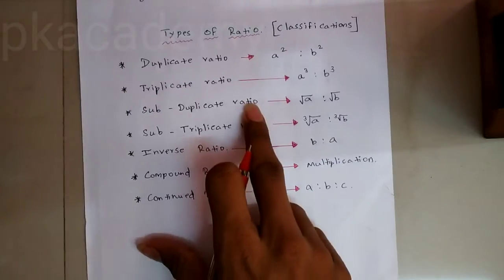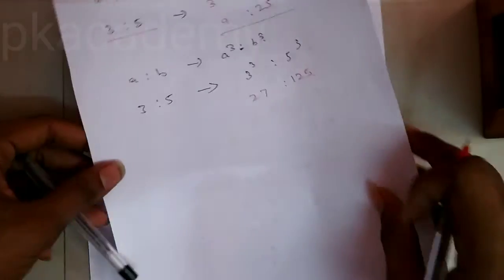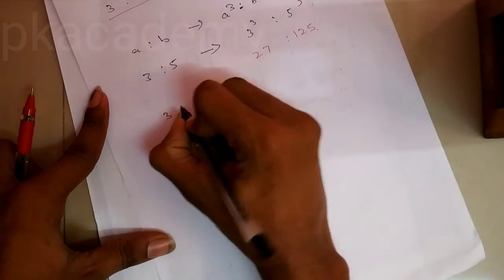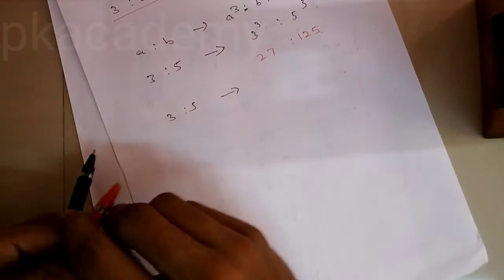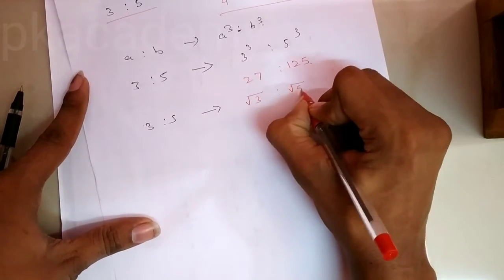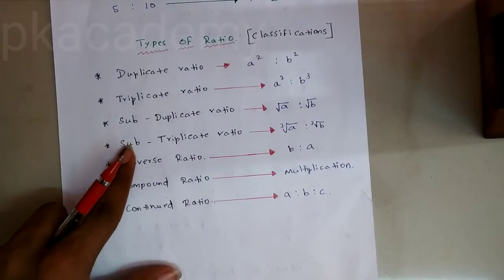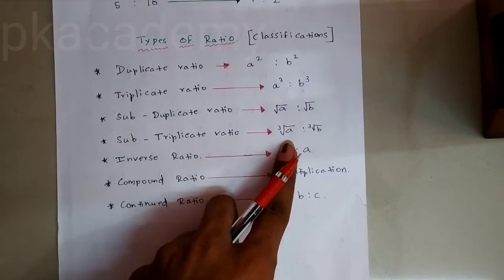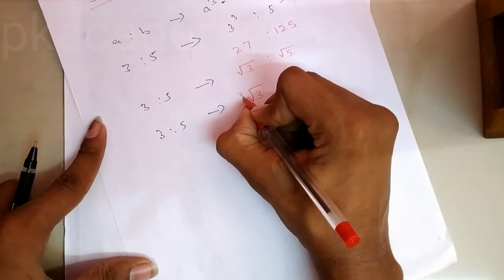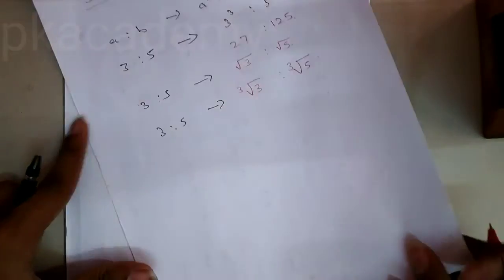The third is subduplicate ratio. Subduplicate ratio means within the root, square root. So the subduplicate ratio of 3:5 is going to be √3 is to √5. Okay, and the fourth one is sub-triplicate ratio. It is going to be cube root. The sub-triplicate ratio of 3:5 is going to be cube root of 3 and cube root of 5.